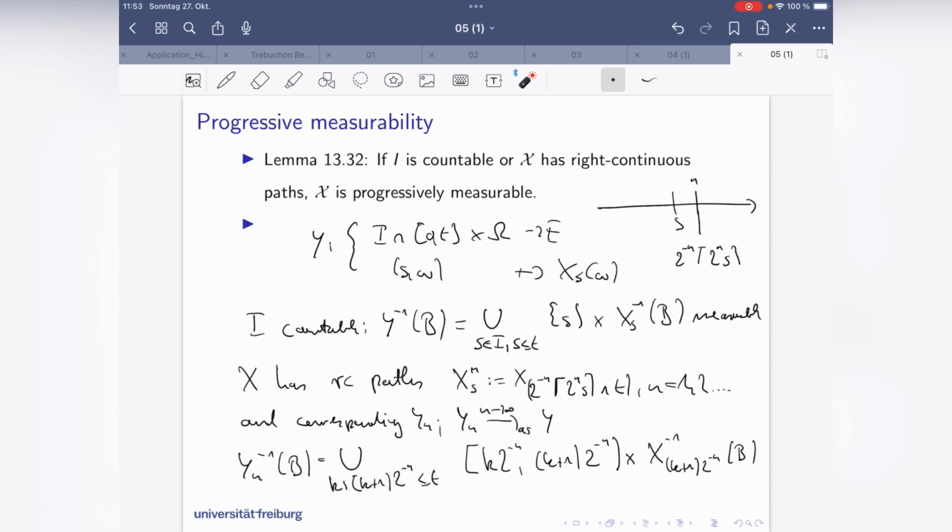And now I've done everything. This here is measurable, because the whole thing is a finite union of measurable sets, so that's measurable. This is also measurable because X^s is measurable, a countable or finite union, and the limit of this. So y is measurable as a limit of measurable functions. And that's it.